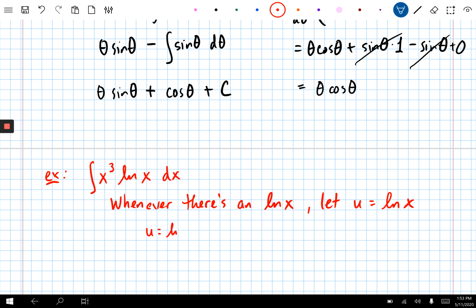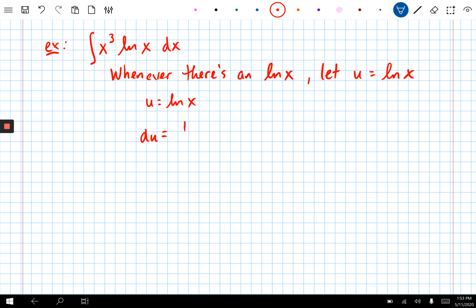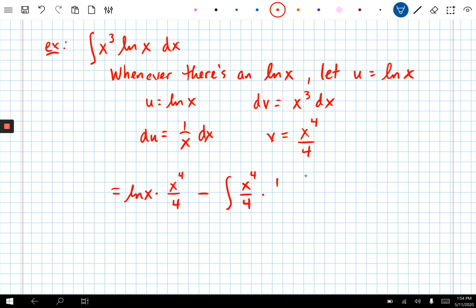All right, so here we go. u equals ln of x. du is 1 over x dx. dv equals x to the third dx. So v is the antiderivative of that, which is x to the 4 over 4. So here we go: u times v minus the integral of v times du.